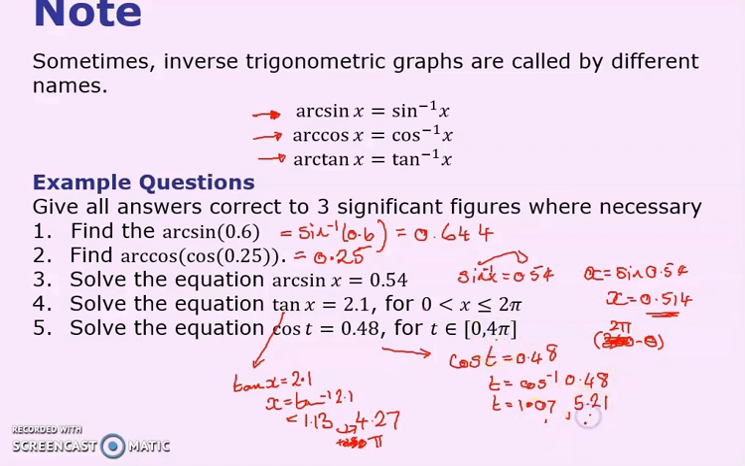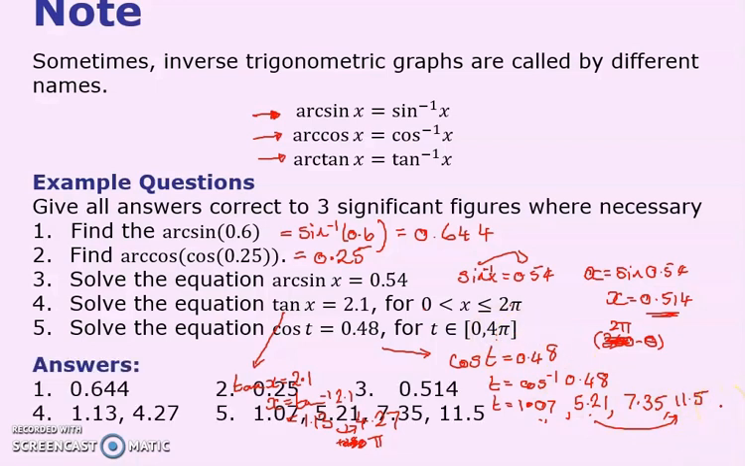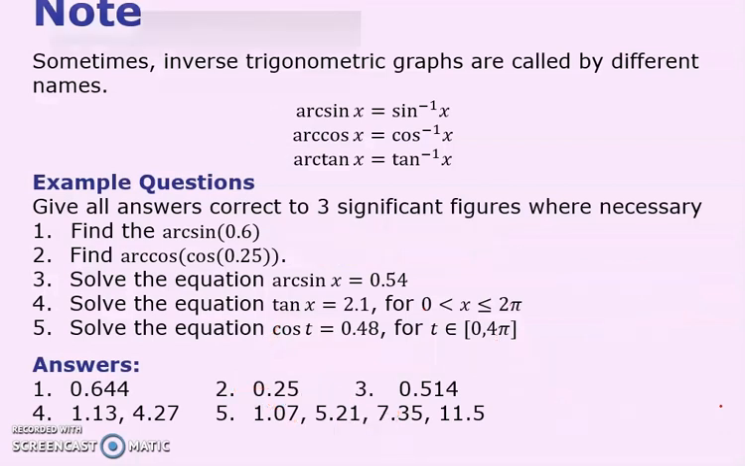So I'm going to add 2 pi onto both of these. So this one gets me 11.5, and this one, 1.07 plus 2 pi, I get 7.35. So they are my four answers. I reckon if I go beyond that, 4 pi is about 12-ish, so that sounds about right. I think I've done all those right. I hope I have. If you spot any errors, tell me.